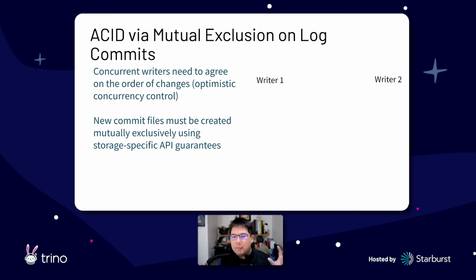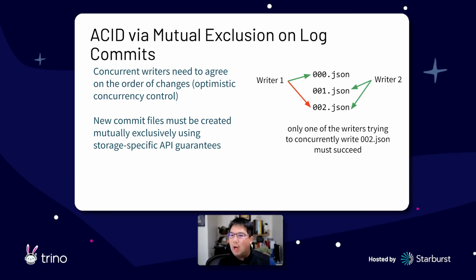These new commit files will be created mutually exclusively from each other using storage-specific API guarantees. For example, writer 1 is trying to write to 0.json. Meanwhile, writer 2 is trying to write to 0.1.json. But then both writer 1 and writer 2 are trying to write to 0.2.json at the exact same time. Only one of them is going to succeed. In this case, it's writer 2, but you never know, maybe writer 1 would have won. Either way, it doesn't matter. Only one of them succeeds, and then writer 1 will try again.